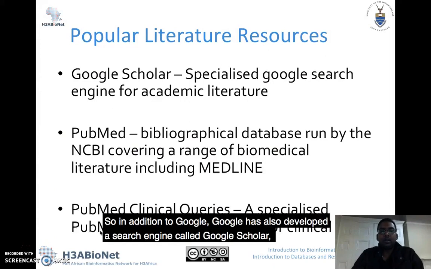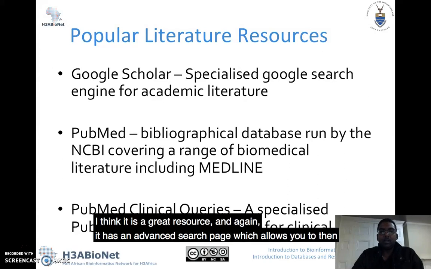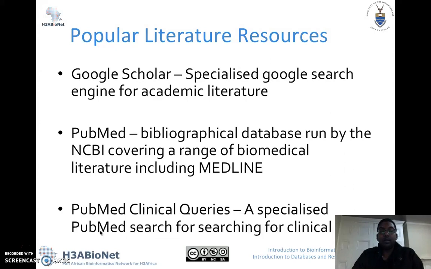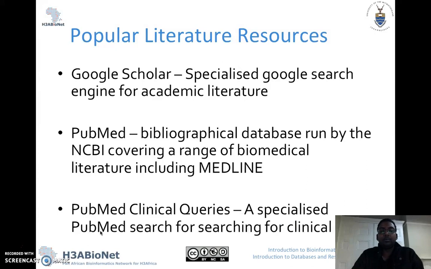In addition to Google, Google has also developed a search engine called Google Scholar, which is specialized for searching for academic literature. I think it's a great resource, and again, it has an advanced search page which allows you to generate very specific queries for searching for particular literature. I use this quite extensively, and I would suggest that you also familiarize yourself with using Google Scholar.